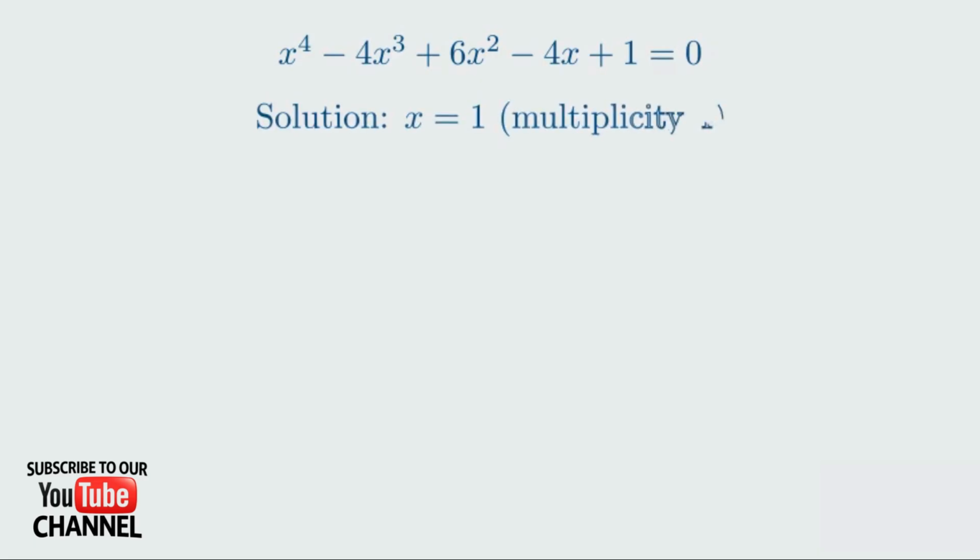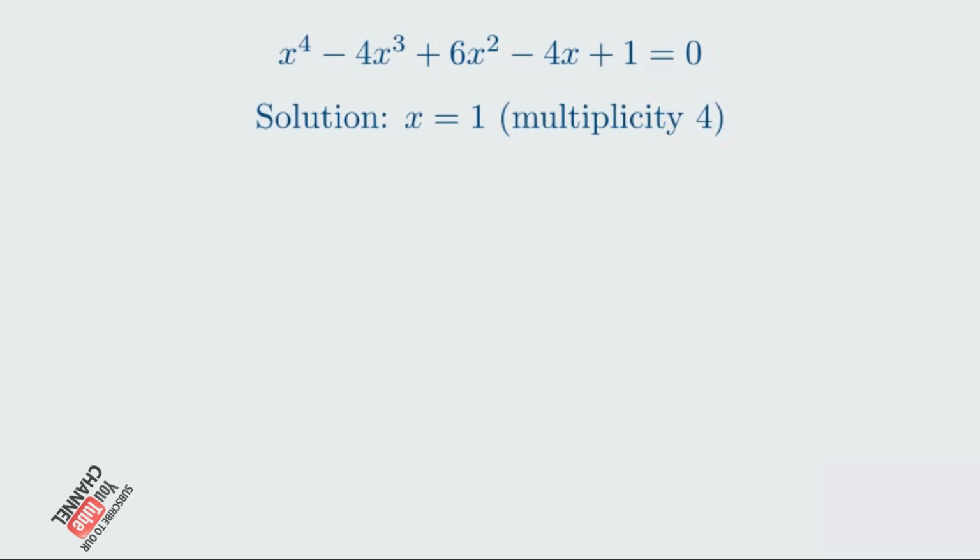Let's quickly review the elegant path we took to solve this seemingly difficult equation. Our objective was to solve x to the fourth minus 4x cubed plus 6x squared minus 4x plus 1 equals 0. Here's our final answer. x equals 1 with a multiplicity of 4. The first crucial step was to recognize the pattern in the coefficients and identify the equation as a reciprocal polynomial. This pattern also hinted at a connection to binomial expansion.